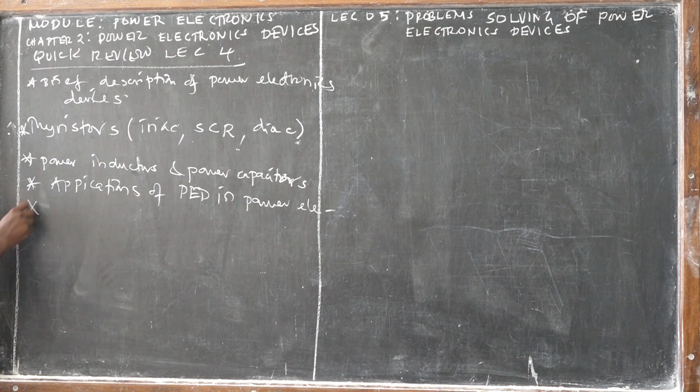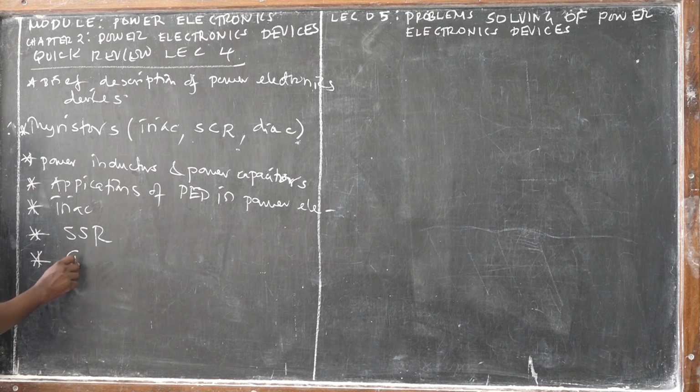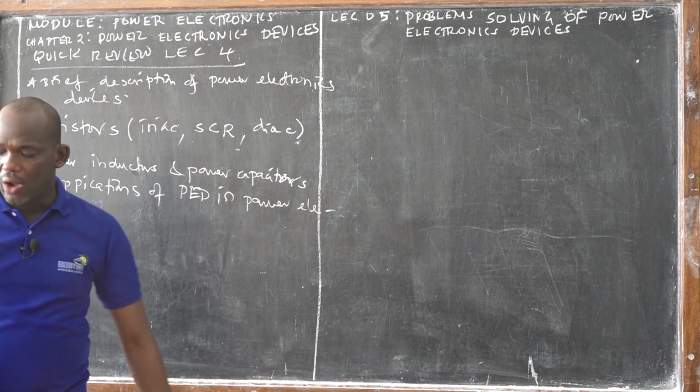Then another power electronics device. What other power electronics device did we discuss in lecture 4? We discussed the triac, isn't it? Another one? Pardon? Silicon SSR, solid state relay. Another one? GTO. So we discussed GTO and how we use it in power electronics.